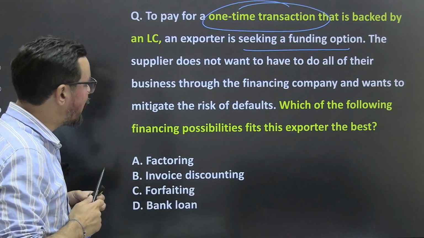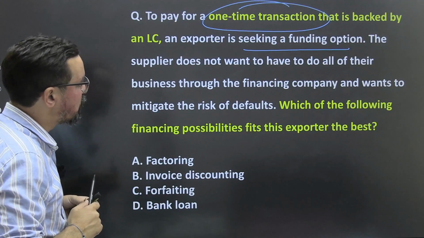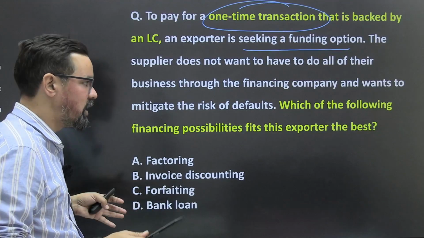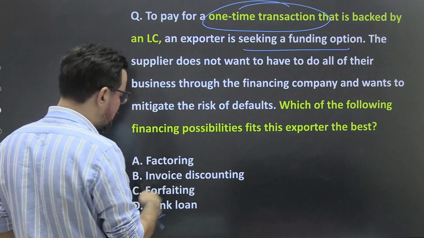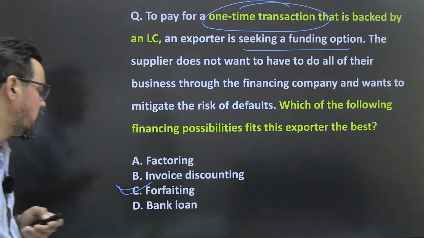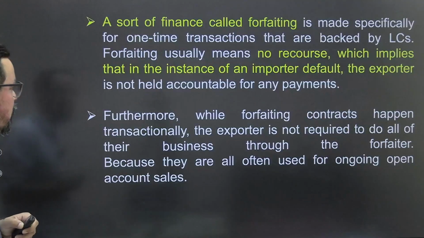The supplier does not want to do all their business through the financial company and wants to mitigate the risk of default. Which of the following services will be helpful? So the answer will be forfeiting.